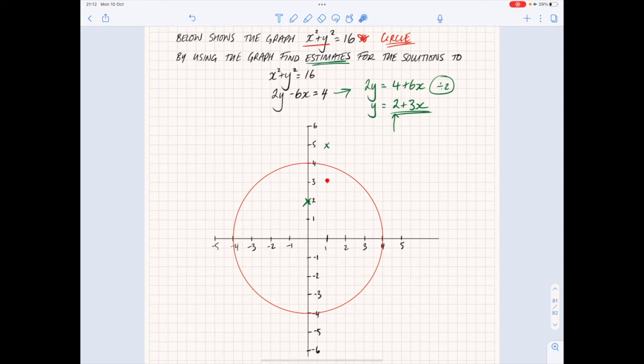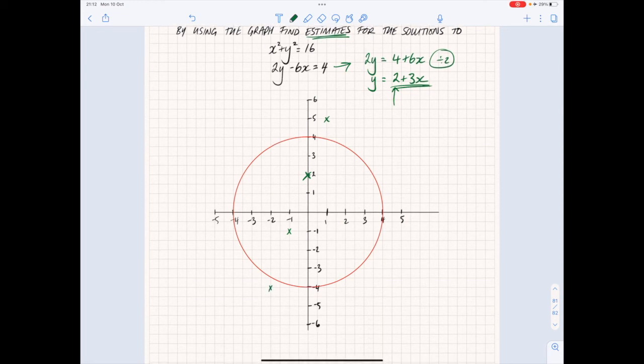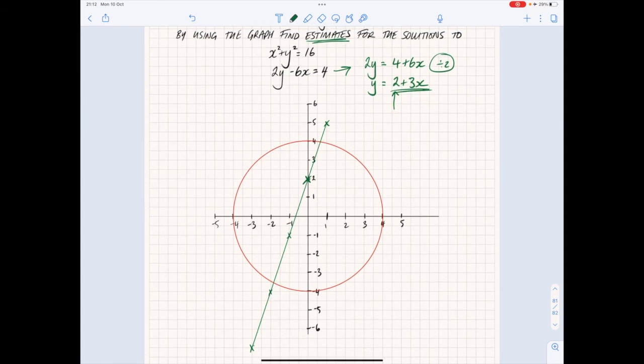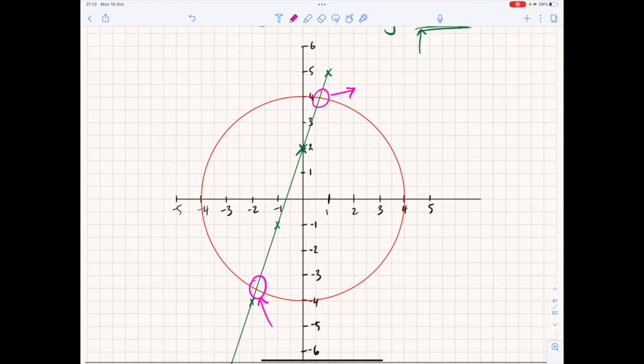So it's quite a steep graph this time. Across 1, 1, 2, 3. And then to go the other way, across 1, down 1, 2, 3. Across 1, down 1, 2, 3. So we end up getting those points down there. Across 1, 1, 2, 3. That one would go off the graph. So joining those points together, that's my straight line. And again, what you are now looking for are the points where it crosses the other graph.